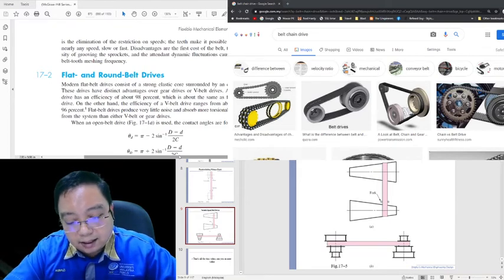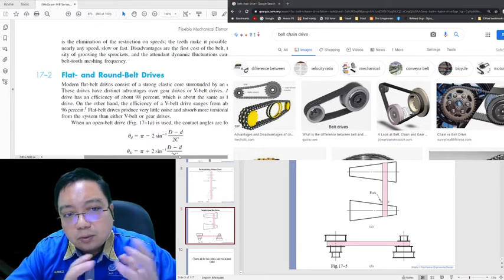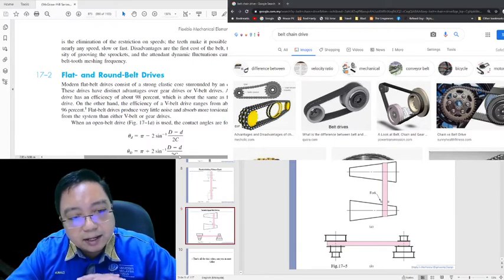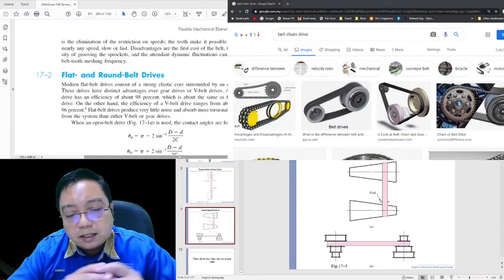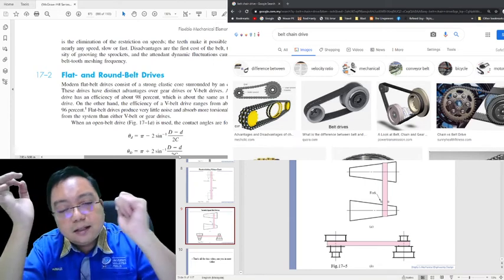So the timing belt is in the car because it can be adjusted to speed, slow or fast. That is why they don't use a flat belt in the car. They don't use it in the car because eventually it will break down and cut open if you use the flat belt.